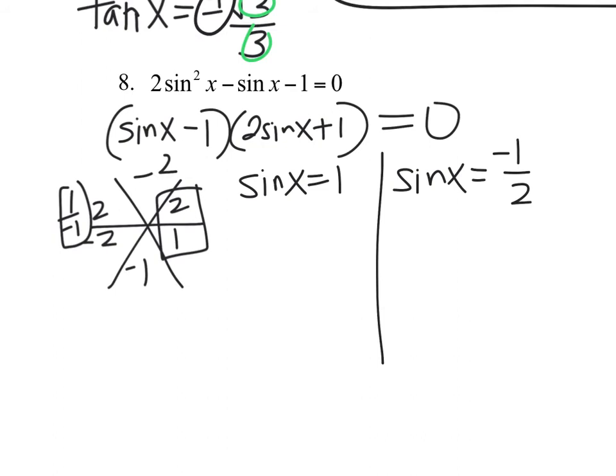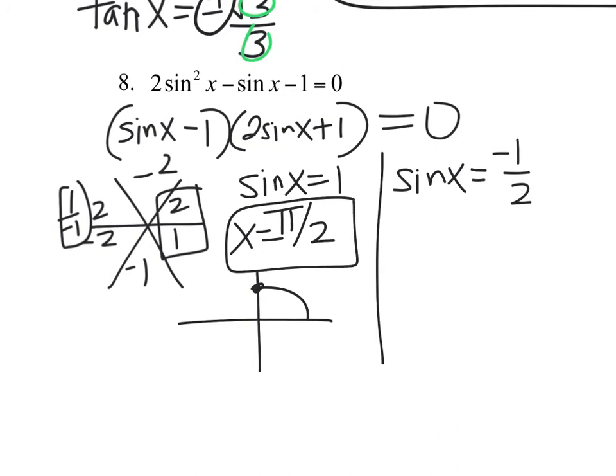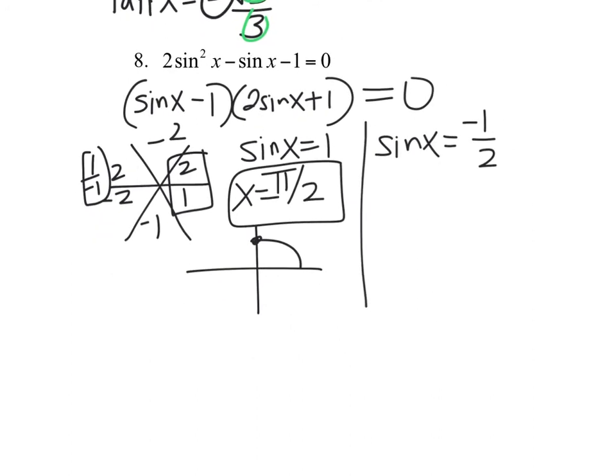So now we have to find out where sine is equal to 1. Well, that would be where the y value equals 1. And there's only one spot, right? Pi over 2. Perfect. Good. x equals pi over 2. So that's one of my answers. 2 answers? No, not necessarily. When it's 1 or -1, there's only one answer.